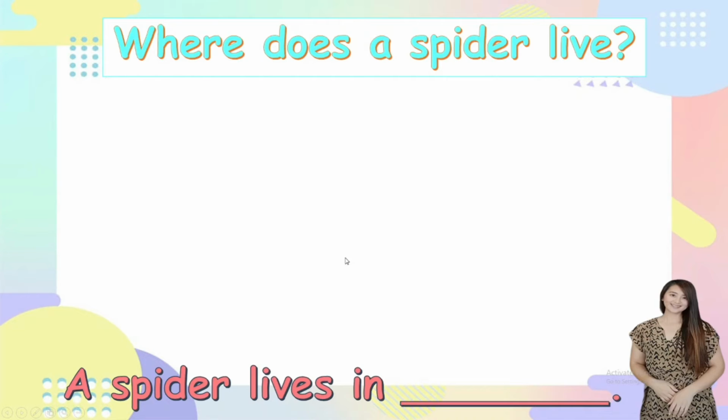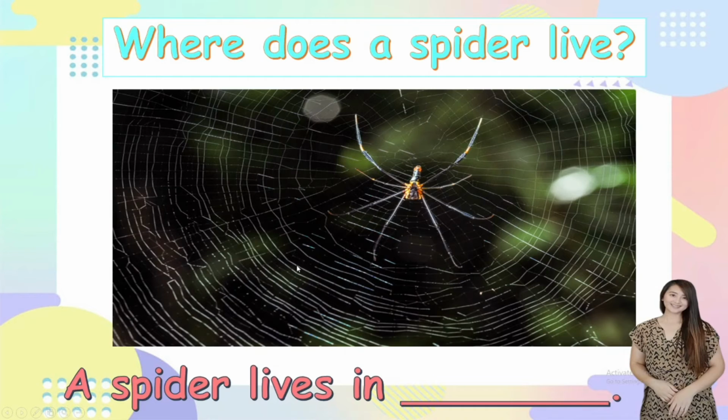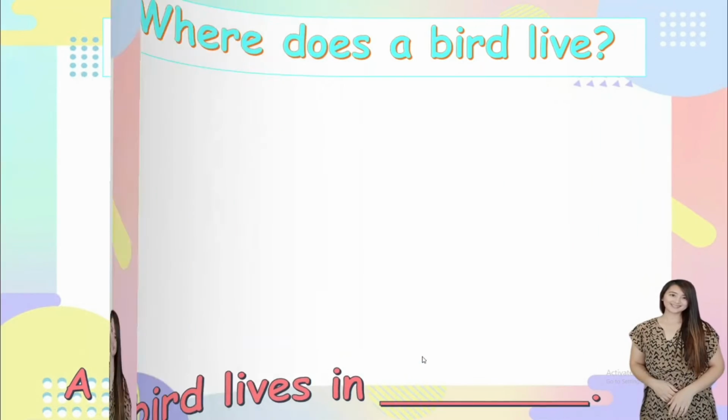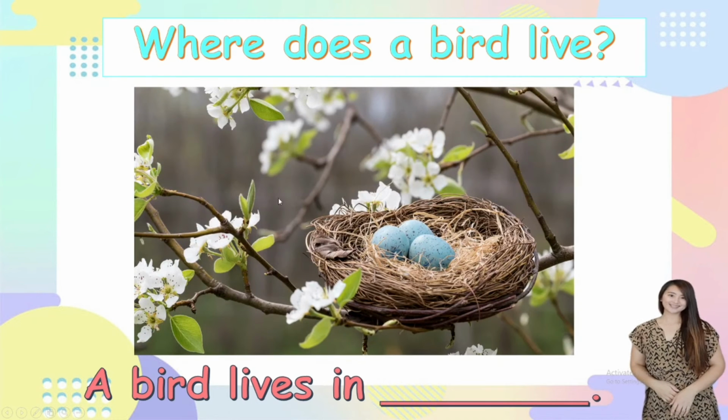How about this one? Where does a spider live? Look at the picture. What do you call this one? Where does a spider live? The answer is a spider lives in a spider web. This is a spider web. Next, where does a bird live? In here, what do you call this? Answer, a bird lives in a nest.